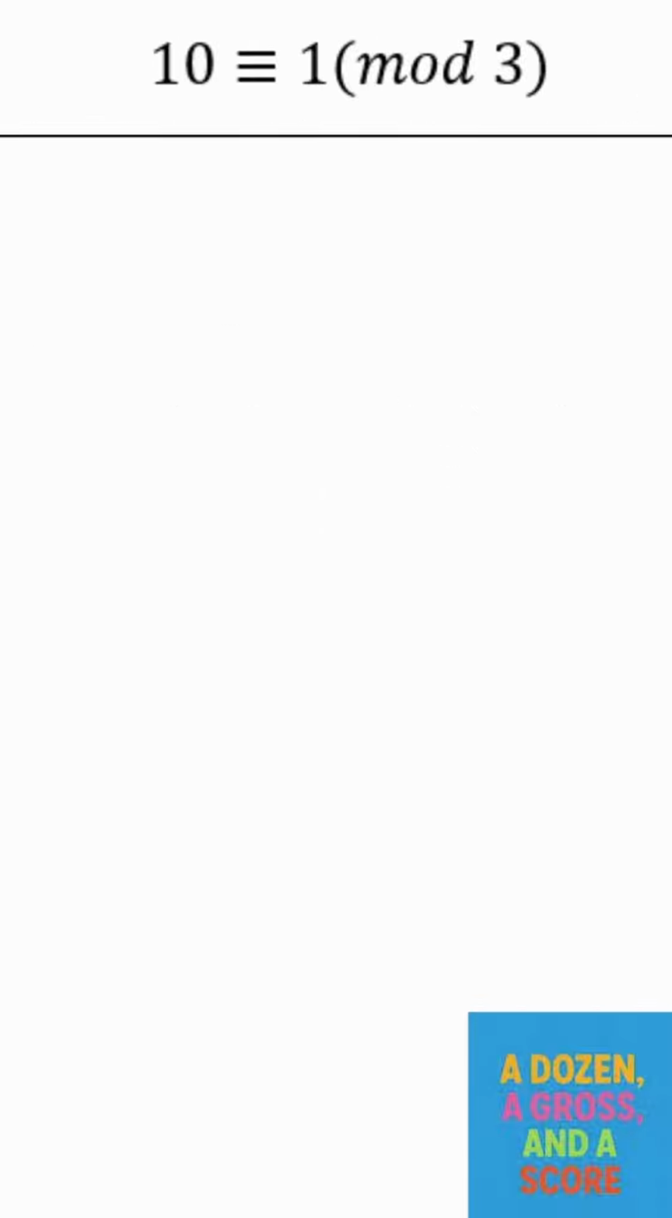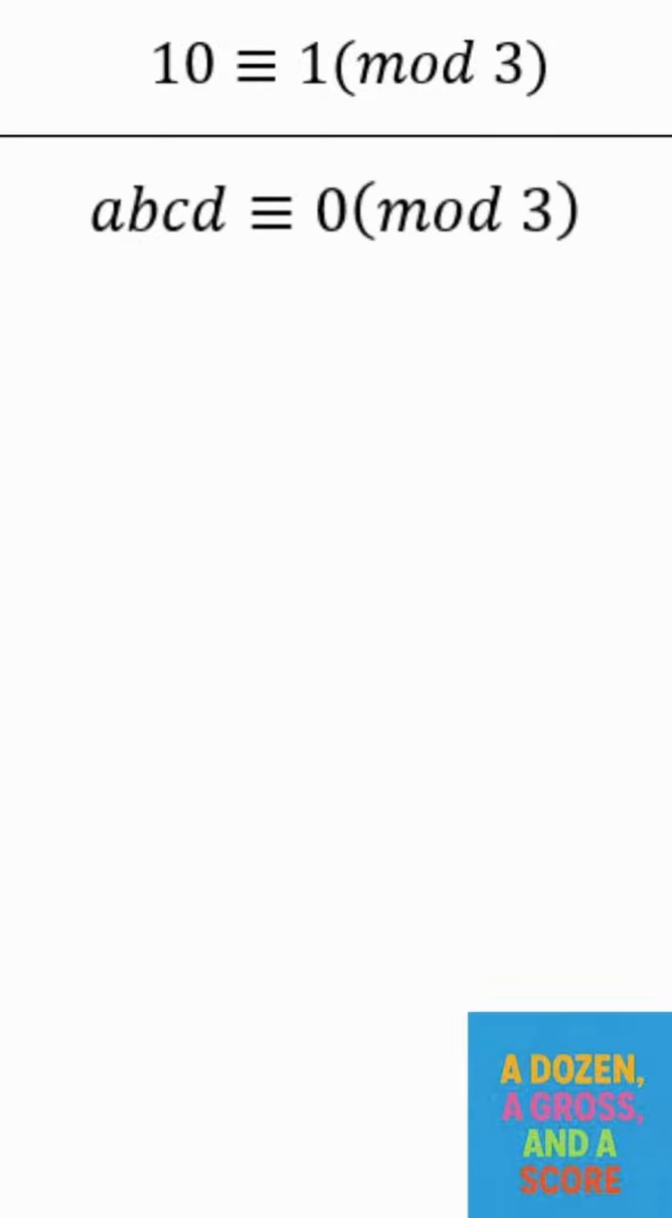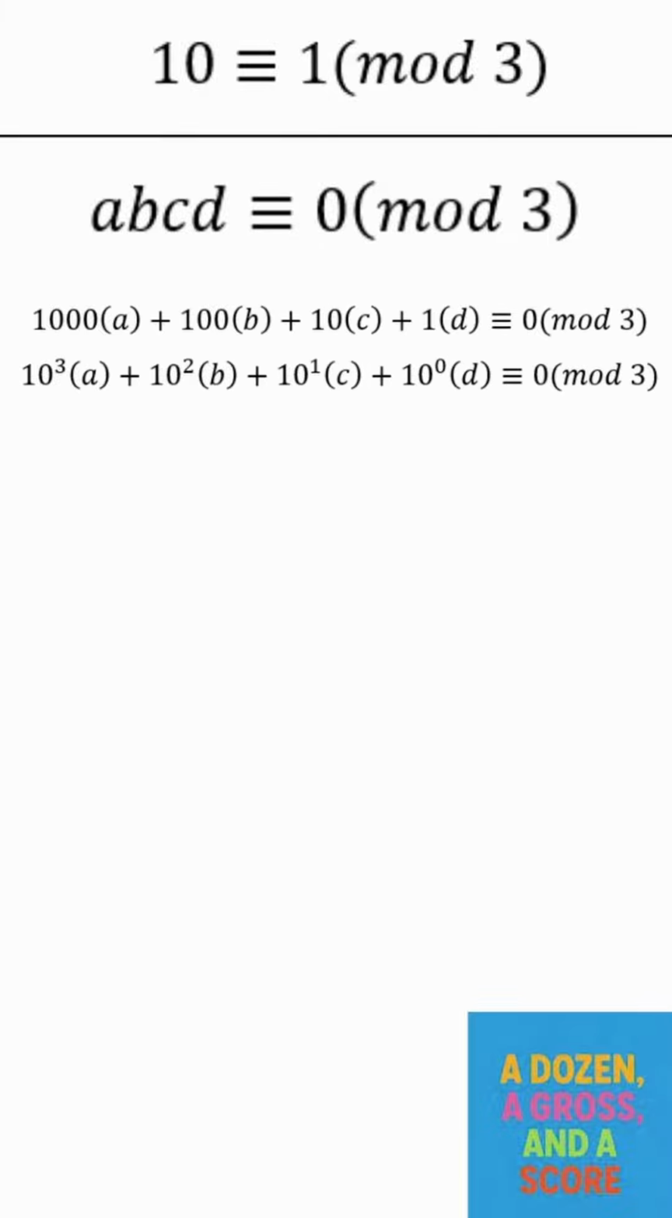Consider a 4-digit number that is divisible by 3, or, writing it in congruences, its remainder after division is 0. The number we can write as the sum of multiples of powers of 10. We see that all powers of 10 are 1 in modulo 3, because 10 itself is 1 in modulo 3, and because all powers of 1 are equal.